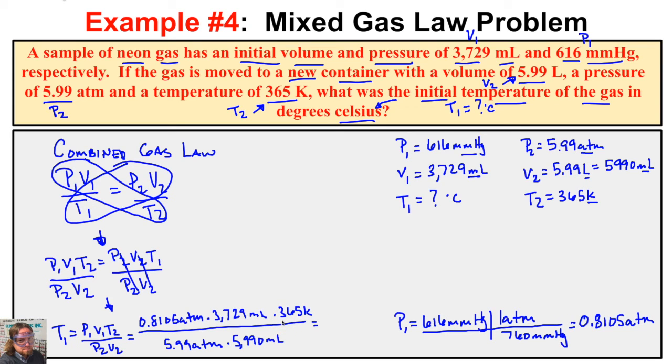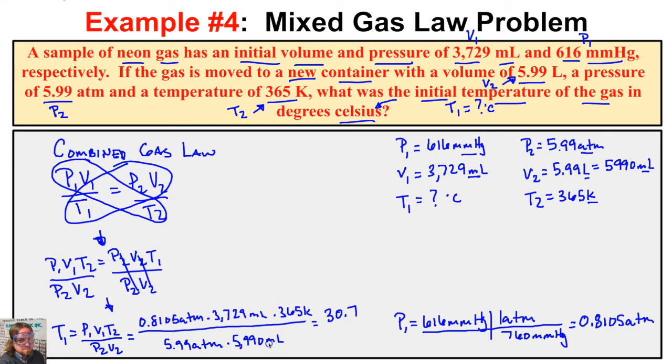So let's go ahead and put this in our calculator. We'll take 0.8105 times 3,729 times 365, and we're going to divide this by, and we'll put everything in our calculator that's in the denominator in parentheses, 5.99 times 5,990. We'll close those parentheses. And then it looks like we're going to end up with a grand total of 30.7.